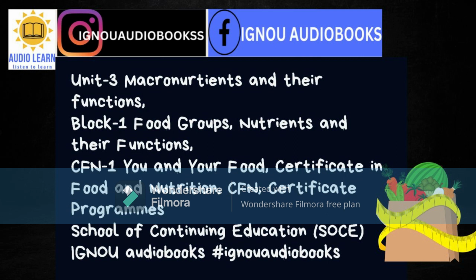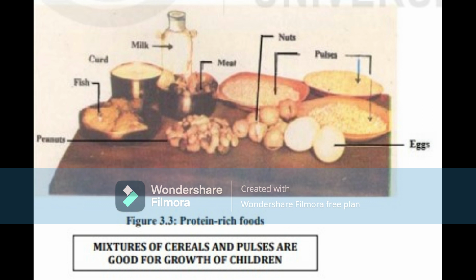Similarly, addition of even a small amount of milk, curd or other animal protein like meat, fish improves utilization of plant proteins, for example rice kheer, khichdi with curd. Figure 3.3, Protein-rich foods. Look at the screen for table content. Mixtures of cereals and pulses are good for growth of children.